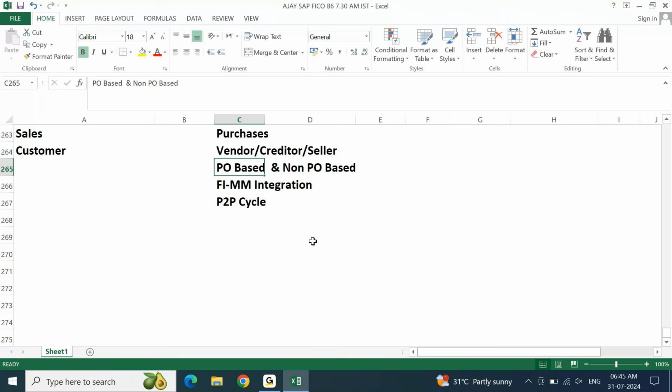When you talk about FIMM integration, I hope everybody is aware: without FIMM integration, there is no interview for any SAP FICO consultant. All the FICO interviews will include FIMM integration and the P2P cycle as a mandatory topic to be questioned and discussed. If you look at 100 interviews, 100 out of 100 will have questions on FIMM integration, and it is a basic fundamental related to purchases, related to vendor.